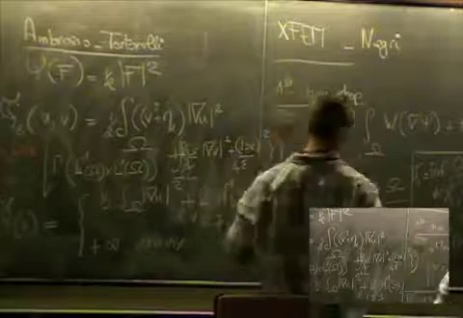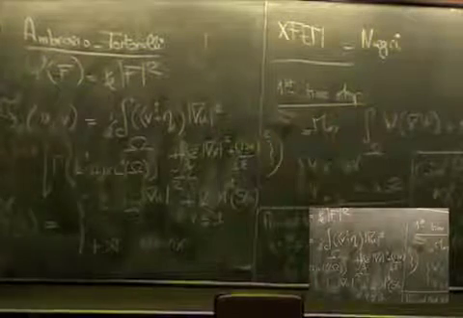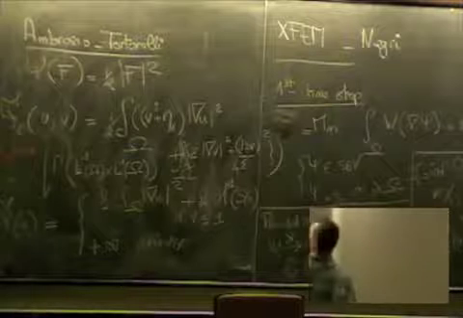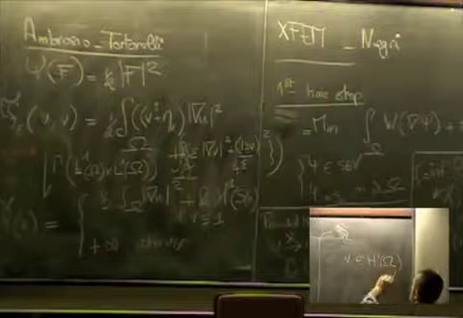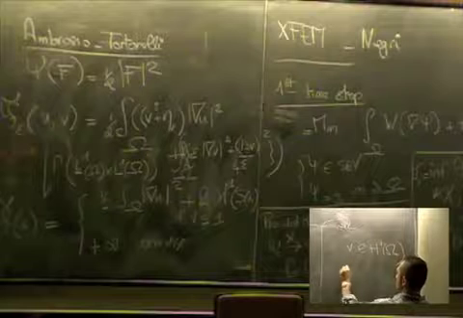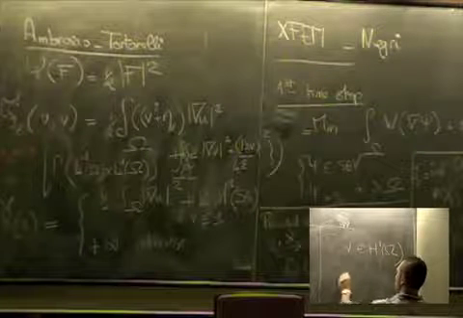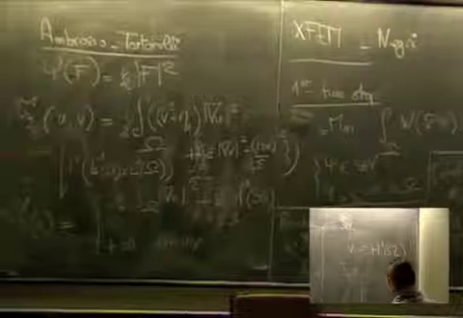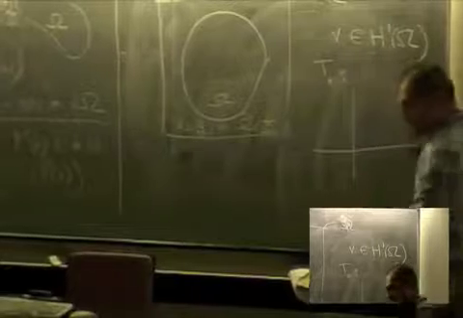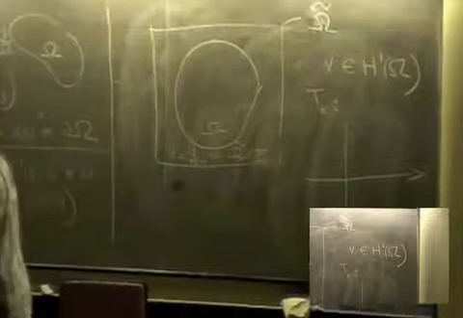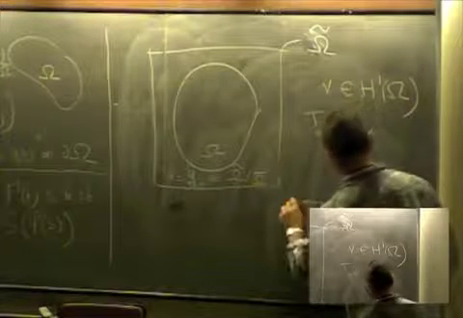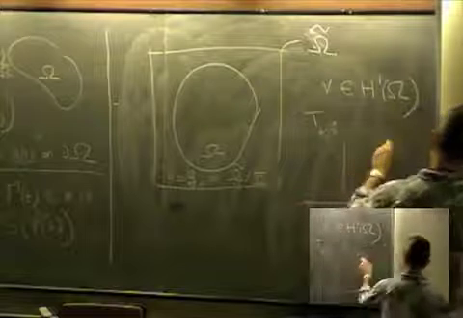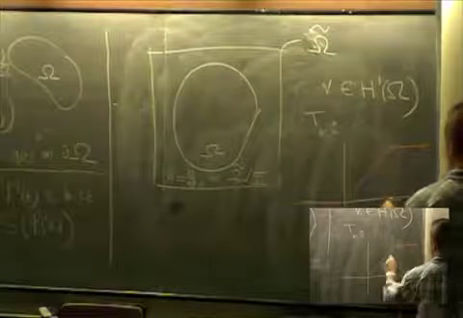Why? Because of the following result, which is a very simple result. If you have a function V in H1 of omega, and you truncate V, so I call T_k the function which is 0, whose graph is like this.